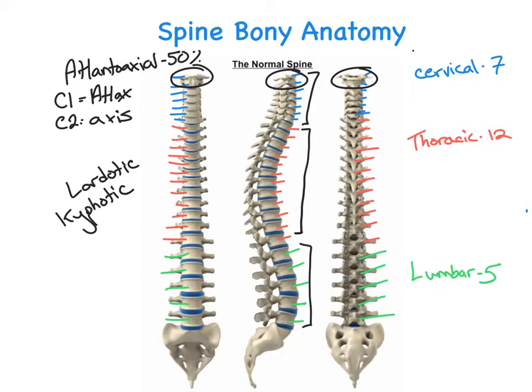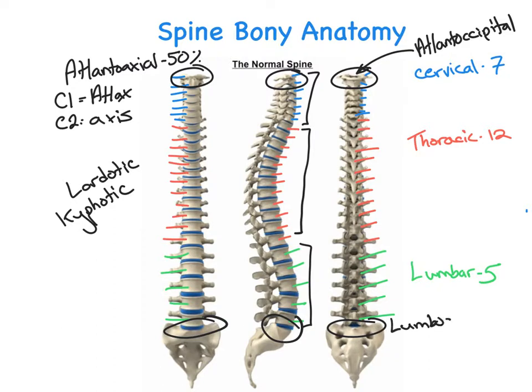Another joint that's worthy of mentioning is the joint on top of our atlas, where it articulates with the skull, and we call this our Atlanto-Occipital Joint. At the base of the spine, where our lumbar vertebrae articulate with our sacrum, we have our lumbosacral joint.